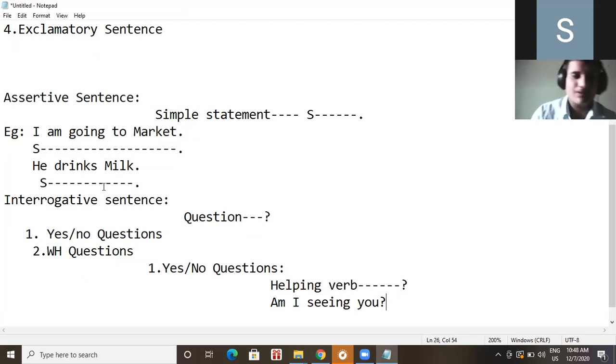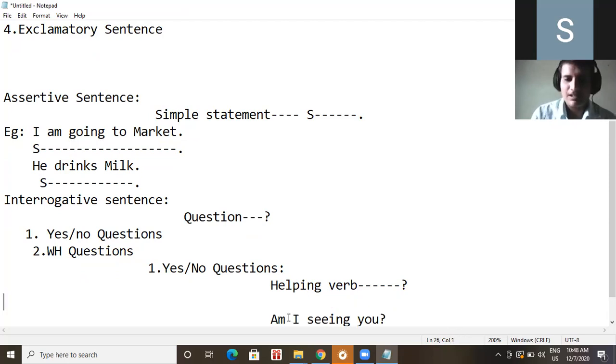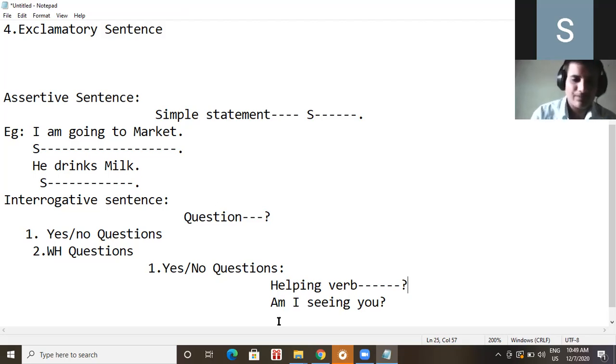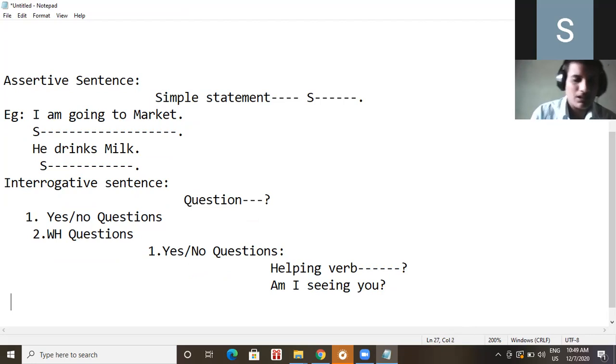Do you know helping verbs? Helping verbs are like is, am, are, was, were, have, had, has, will, shall, can, would, could, should, must. These are helping verbs. And another example we have to see: Are you going to school?